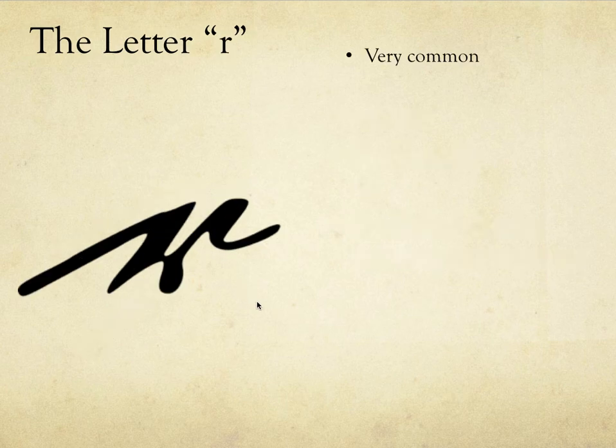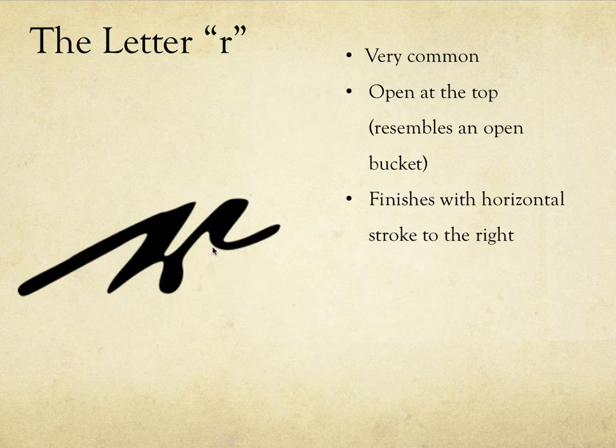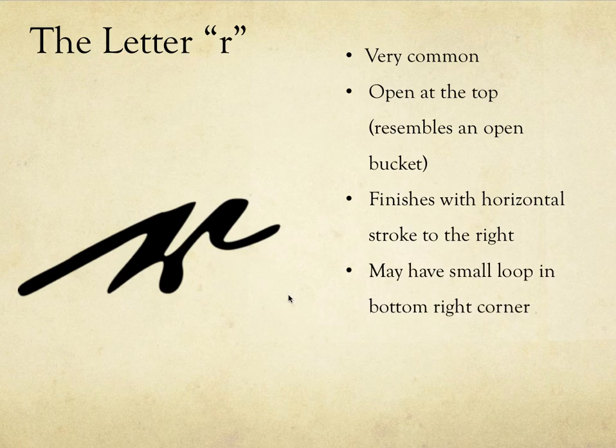R is a very common letter in German. It's open at the top. I think it kind of resembles an open bucket, if you can imagine right here, a bucket. And it finishes with the horizontal stroke to the right. Sometimes you may see an R with a small loop in this bottom corner right there.